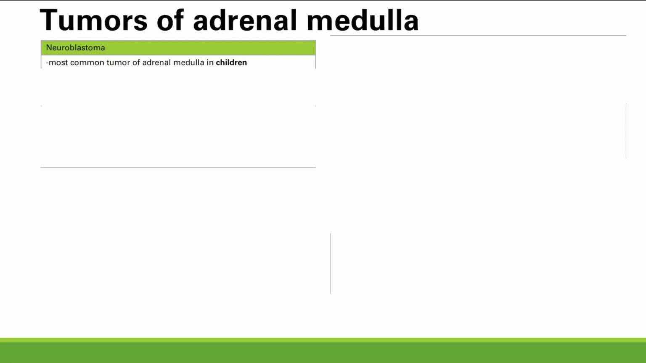So now we have a neuroblastoma. This is the most common tumor of adrenal medulla in children. We talked about this in the renal lectures, actually. And these originate from neural crest cells. They can occur anywhere along the sympathetic chain, but most commonly they occur in the adrenal medulla.